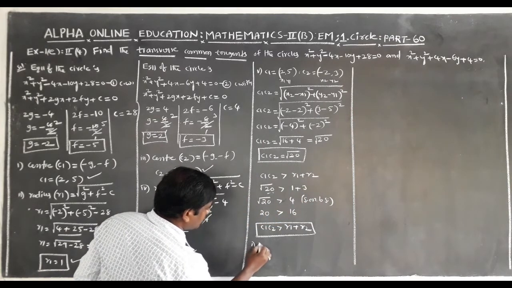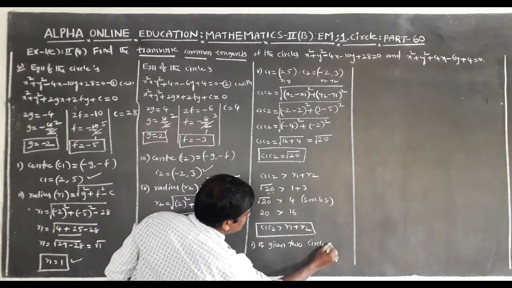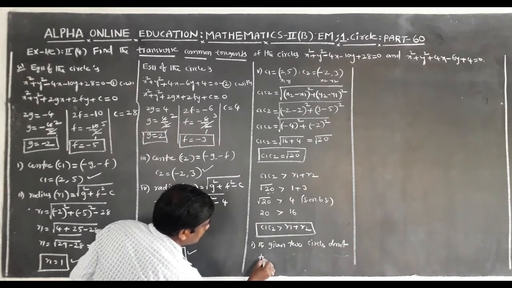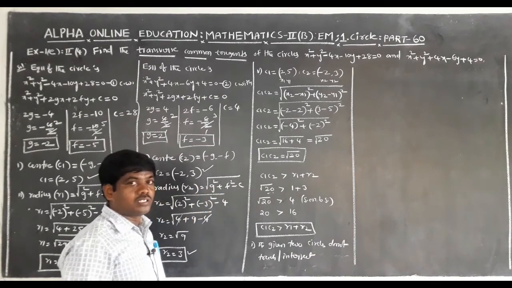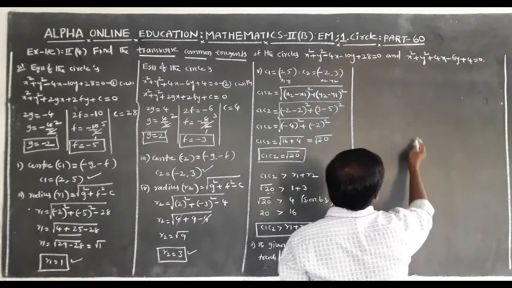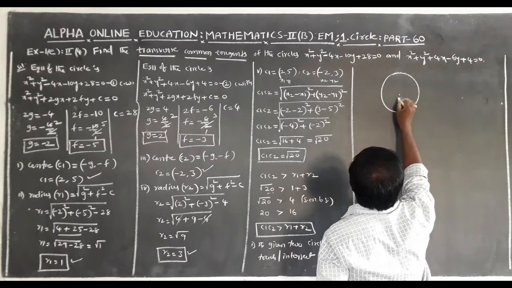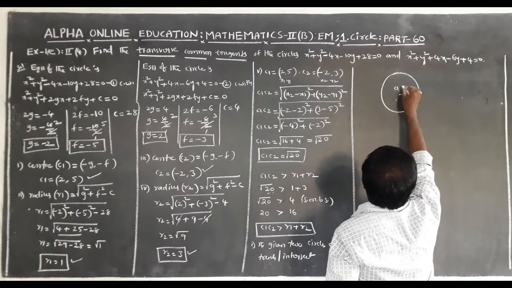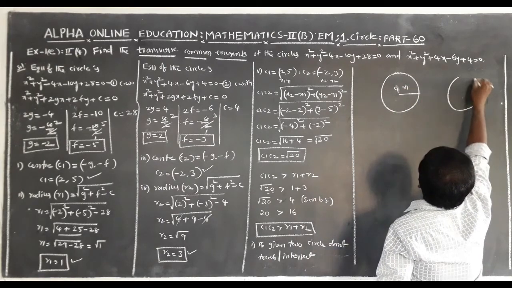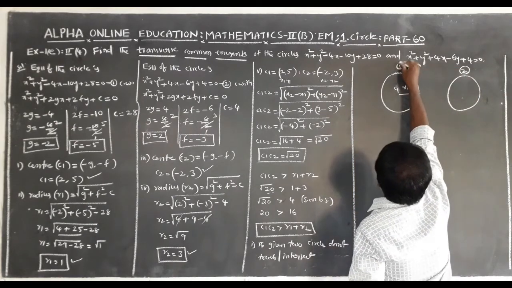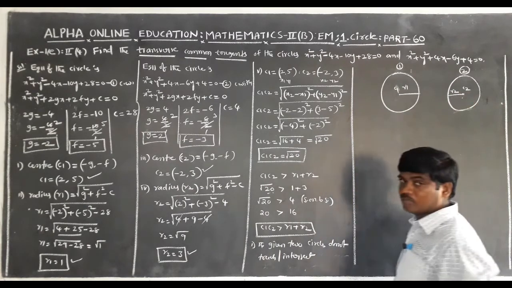Here the given two circles do not touch or intersect. One circle is completely away from the other circle. This is the first circle. This is the center of the first circle. This is the radius of the first circle. This is the second circle. C2 is the center. R2 is the radius of the circle.